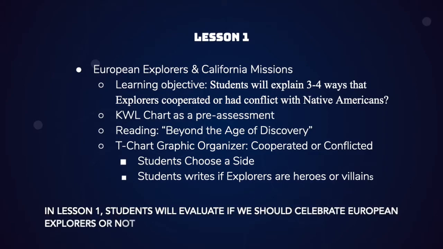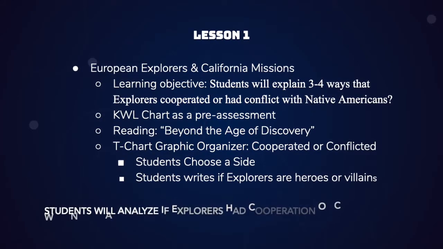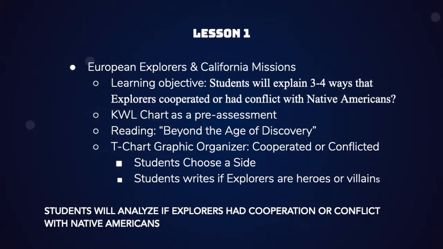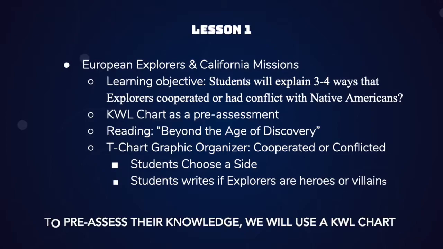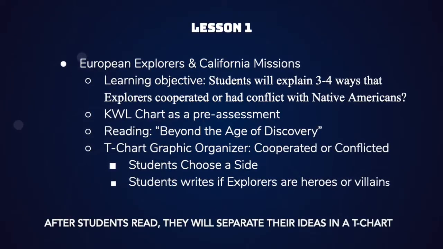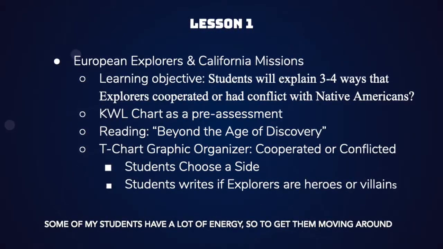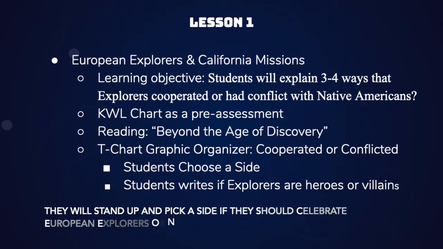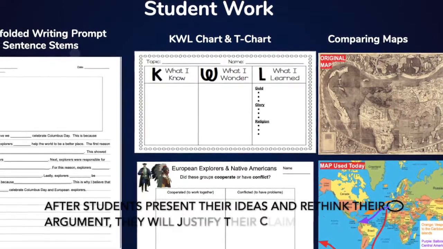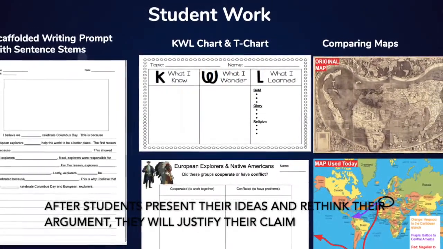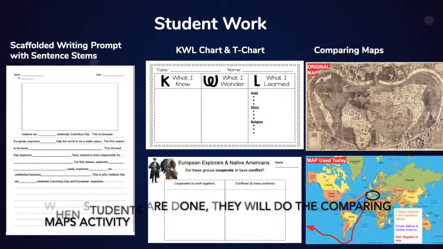In Lesson 1, students will evaluate if we should celebrate European explorers or not. Students will then analyze if explorers cooperated or had conflict with Native Americans. To pre-assess their knowledge, we will use a KWL chart. After students read, they will separate their ideas in a T-chart. Some of my students have a lot of energy, so to get them moving around, they will stand up and pick a side if we should celebrate European explorers or not. After students present their ideas and rethink their argument, they will then justify their claim. When students are done, they will do the comparing maps activity.